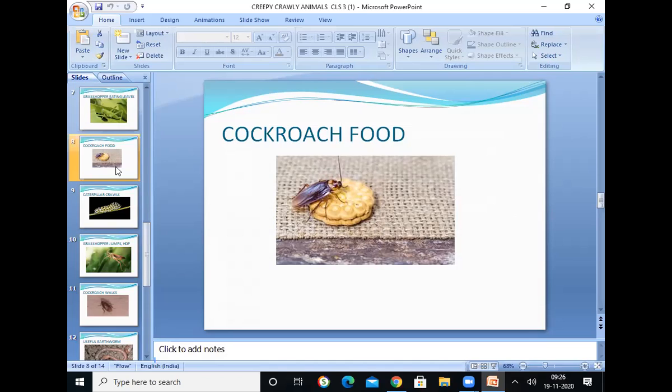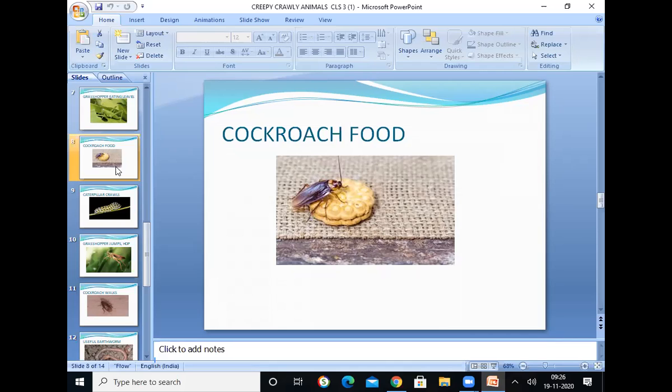Cockroach food is all types of leftovers, not only sweet, sugar, salt, any type of food.